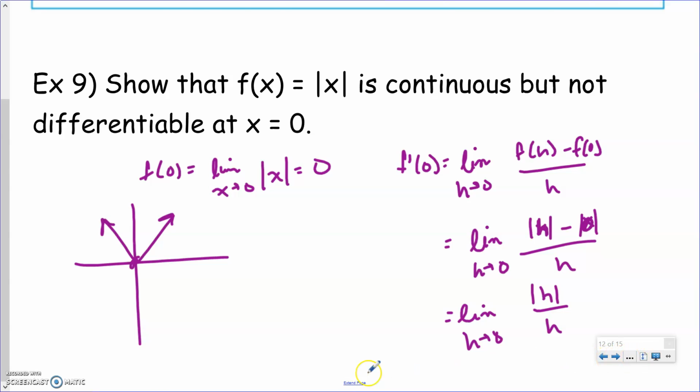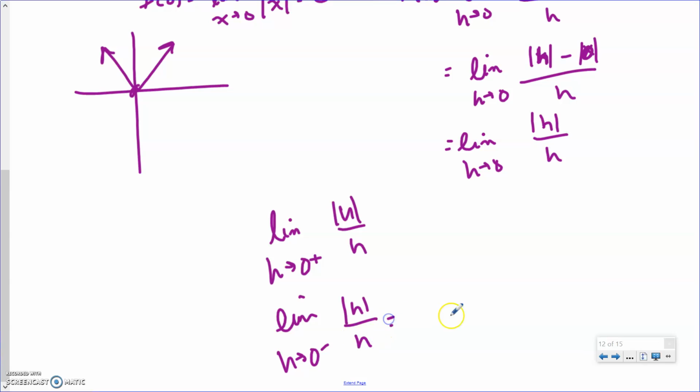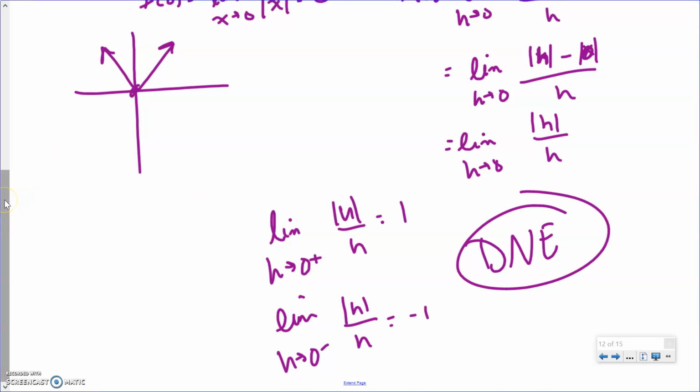Because the left and right sided limits of this are different, so h approaches 0 from the right versus h approaches 0 from the left, this is on the left -1, on the right +1. Since these are not the same, the limit does not exist. Therefore, the derivative does not exist.